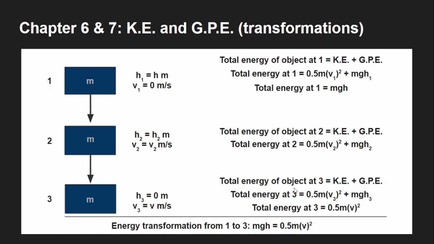And again, the total energy of the object at 3 would be equal to the sum of its kinetic energy at 3 plus its gravitational potential energy at 3, which is going to be half m v3 squared, which is also half mv squared because that's its final velocity. And then we have mgh3, which is the gravitational potential energy, but because h3 is 0, that value is going to be equal to 0. So the total energy at point 3 is attributed only to the kinetic energy, so it'll be half m v3 squared.